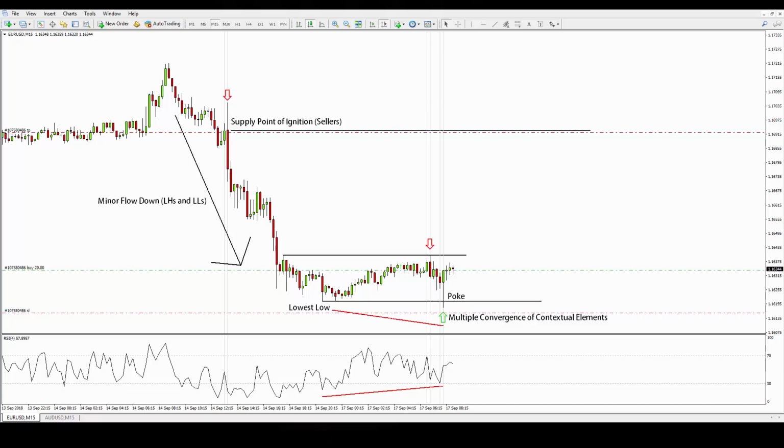At the left side of the chart we have two major observations about this market. The first one is that we can see what appears to be a minor flow going downwards with the creation of lower highs and lower lows as it is marked by the large black arrow.